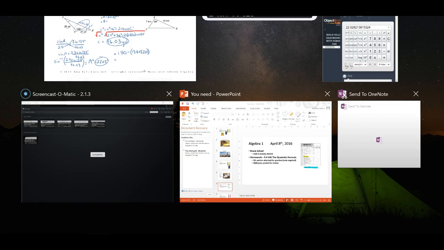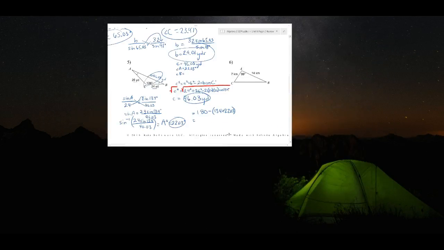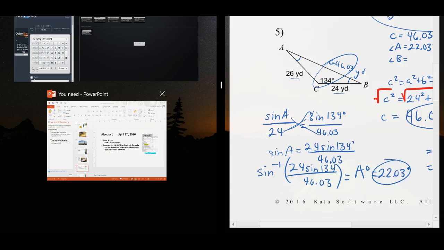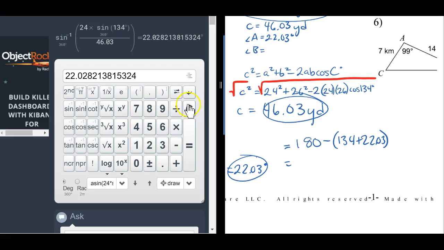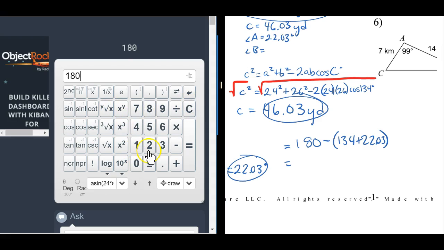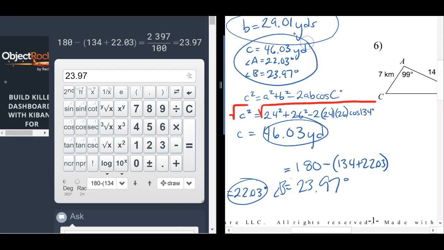So let's bring up the calculator for that one again. Actually, we'll just split the screen, see if we can do that again. Aha, fancy. Move over to what I was working on. Okay, the 180. Okay, so 180 minus 134 plus 22.03. And it's 23.97 degrees. There's our angle B. So I'll put that up here, 23.97 degrees. And there's our solution.